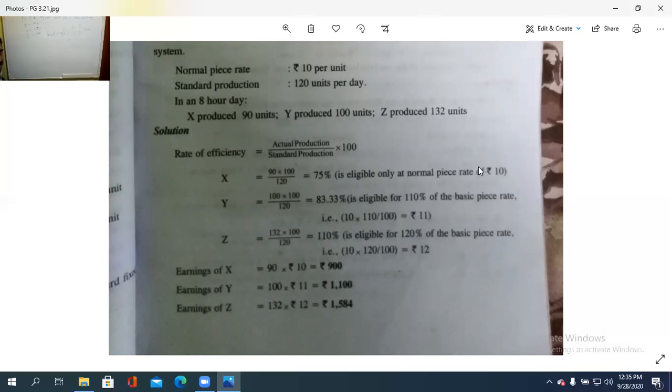ഓരോന്നിന്റെ actual production standard production കൊണ്ട് divide ചെയ്ത് അതിന്റെ percentage എടുക്കുന്നു. So for X, actual produce is 90, standard produce is 120 into 100. For Y, it is 100 for actual and 120 is the same for 3 cases. Okay, standard production is 120 for X, Y, and Z. So 100 divided by 120 into 100, and Z is equal to how much it is? Z is 132 divided by 120 into 100.